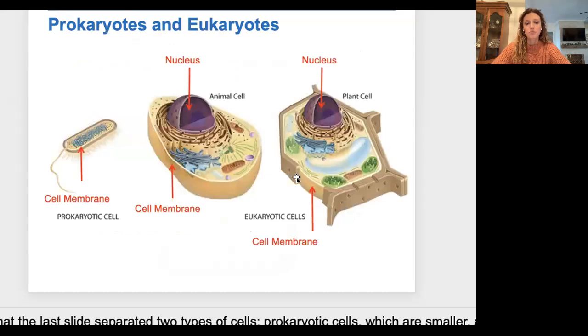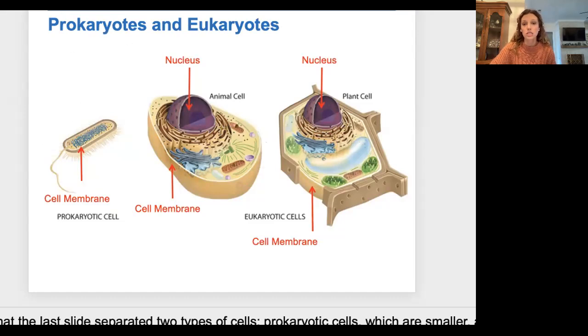Okay, so now we're going to talk about prokaryotes and eukaryotes. You don't really have to write too much on this slide. The next couple of slides is where you're going to have to do your writing. I just want you to pay attention. So this is a prokaryotic cell. These two are eukaryotic cells.